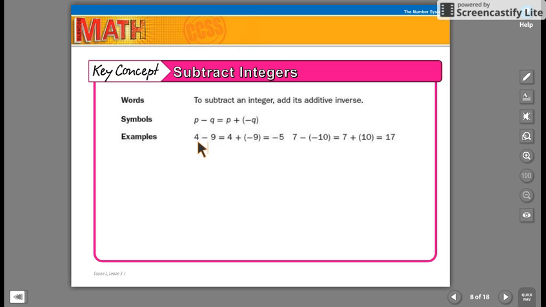An example here is 4 minus 9 is the same thing as saying 4 plus negative 9, which is negative 5. And again here, 7 minus negative 10 is the same thing as saying 7 plus positive 10. So all we're doing is keeping the first number the same. Subtraction is going to turn into addition, and the second number turns into its opposite, and then you add like we normally would.